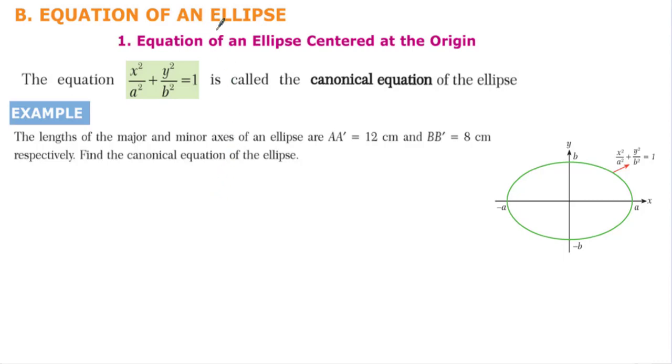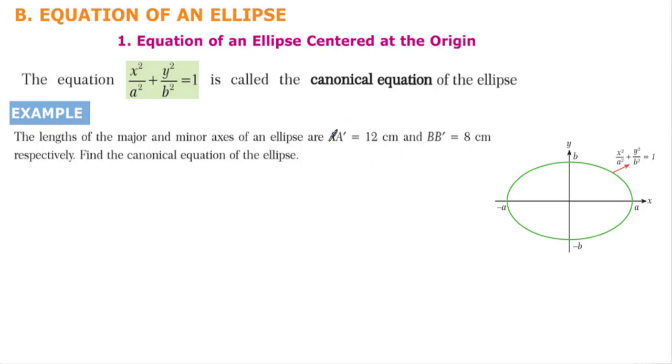In this video we are going to learn the equation of an ellipse, and we are going to deal with this equation: x squared over a squared plus y squared over b squared is equal to 1. This is the canonical equation of the ellipse. Here we will understand better with an exercise, I think.